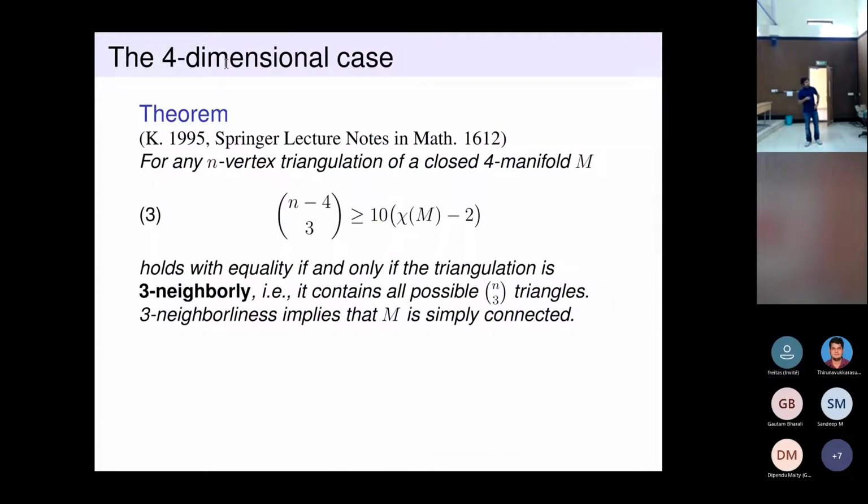Similarly, we can go to 4 dimensions, and so now we are looking at the generalization. Any n vertex triangulation of a 4 manifold satisfies this, which is the equivalent of the inequality for the case of 2 manifolds. And equality happens only when all possible triangles are present.